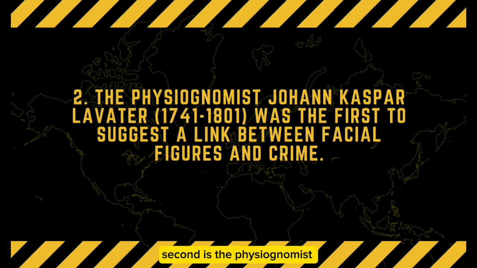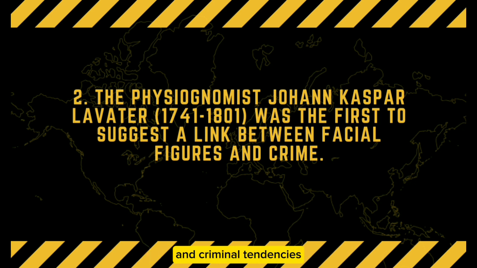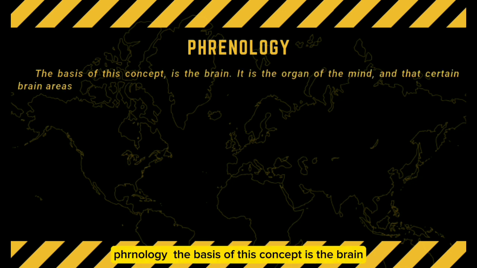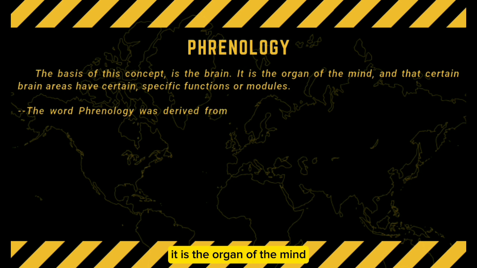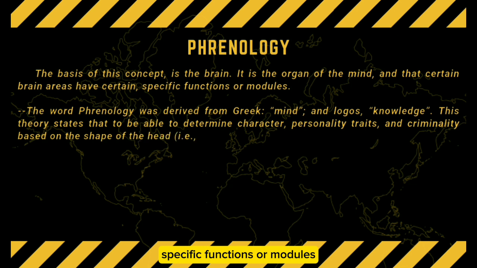Second is the physiognomist Johann Caspar Lavater, 1741 to 1801, who was the first to suggest a link between facial features and crime. According to Lavater, an early believer in physiognomy, there is a connection between facial features and criminal tendencies. What is phrenology? Phrenology's basis is the concept that the brain is the organ of the mind, and that certain brain areas have specific functions or modules.